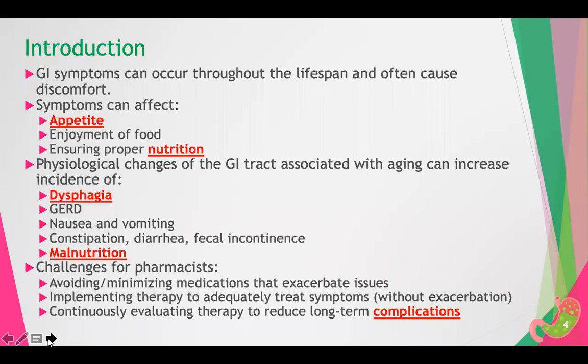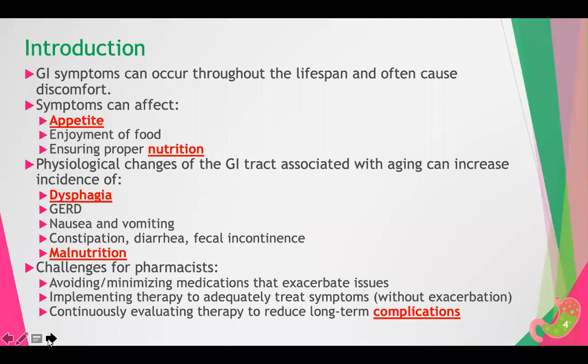And pharmacists do have lots of different challenges. One of those challenges would be avoiding or minimizing medications that can exacerbate these GI issues, because we do know that there are lots of medications that can cause nausea and vomiting. There are lots of medications that can cause acid reflux or constipation. So it's very important for us as pharmacists to be able to identify whenever a patient has an issue and do a medication review to ensure that the culprit is not a medication. And if it is, figure out how to address it appropriately.